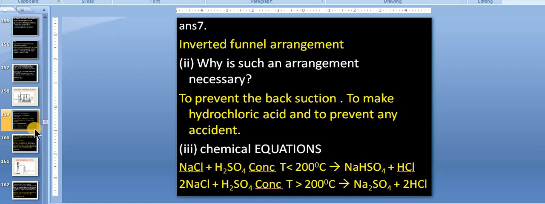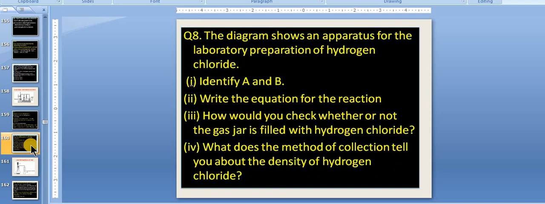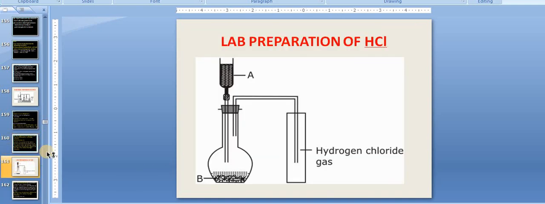Okay, let us move ahead. Now this is the question. The diagram will be flashed to you very soon, and the question is, we have to find A and B, then we have to write the equation, then how we can check that the gas jar is filled with hydrogen chloride, what is the method of collection, and what about the density of hydrogen chloride? This is the question, and the diagram is in front of you now, right?